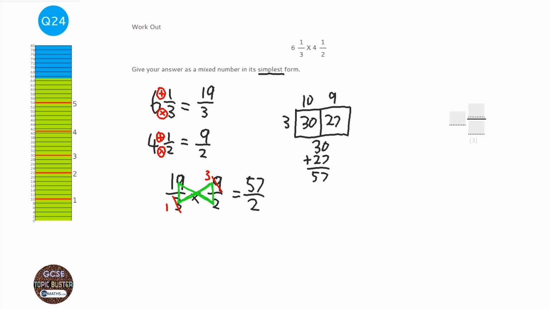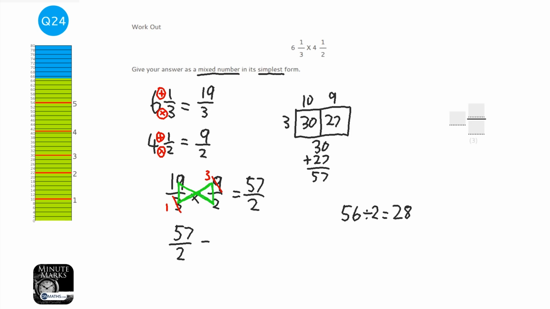Now, it says that it wants it as a mixed number, so we need to do that now. So 57 over 2, we need to make that a mixed number. So we've got to work out how many 2's there are in 57. Well, I know that 56 divided by 2 is going to be 25 plus 3, which is 28. So there's 28 whole ones and 1 remainder. So what you do is you work out how many 2's there are in 57, which is 28. And then any leftover, any remainders at the top, just create the fraction. So the answer is 28 and a half.